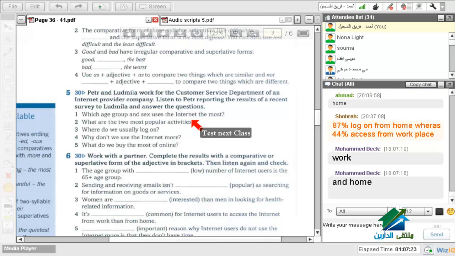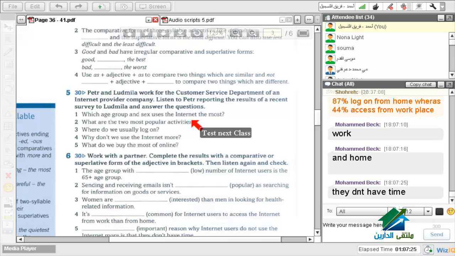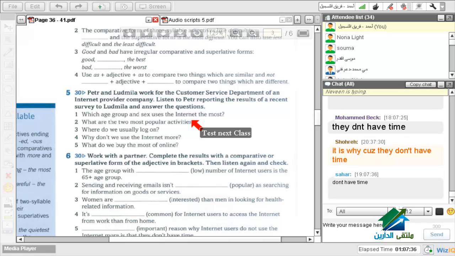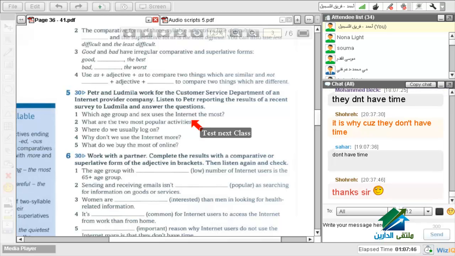Number 4, why don't we use the internet more? Why don't we use the internet more? Because they don't have time. They don't have time, exactly. Shuhra, always a good student. And Sahar, Niveen, I can see new faces this lecture.